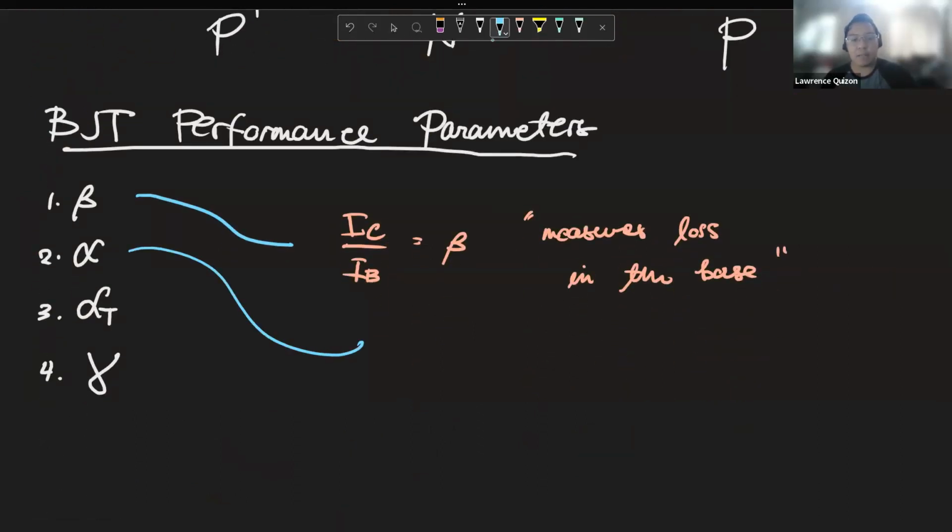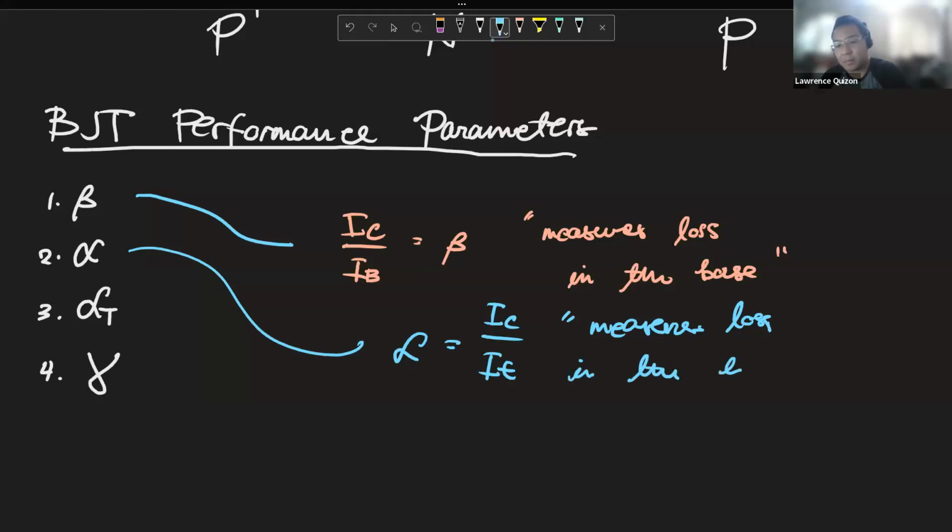Next, we have alpha. Alpha, ay, carriers lost in the base. Hindi pala, no? Baliktad yung discussion ko. Alpha is IC over IE, which is the one that measures loss in the base.